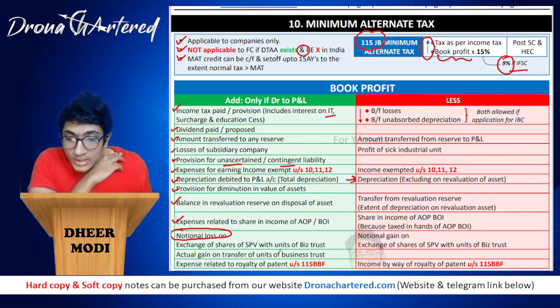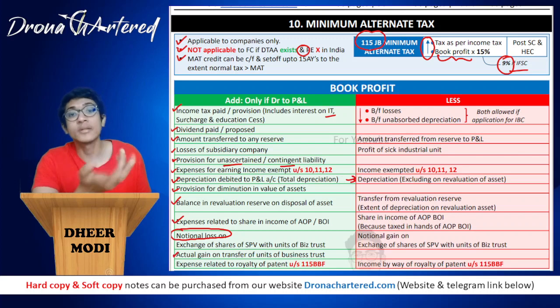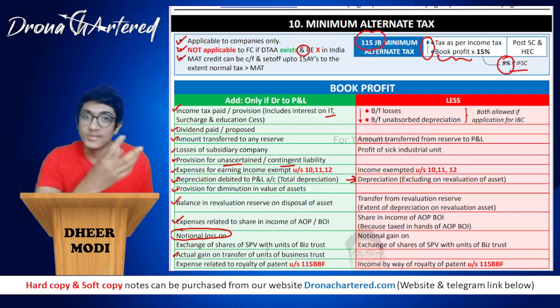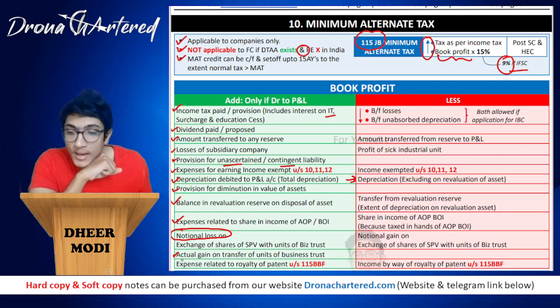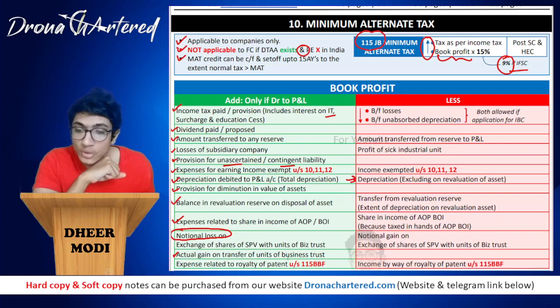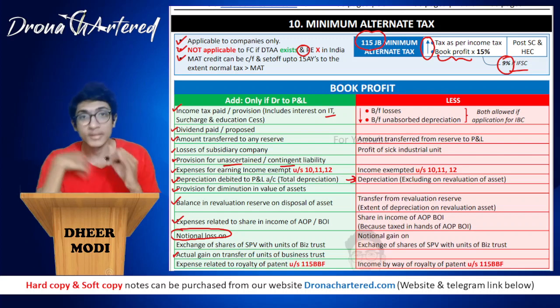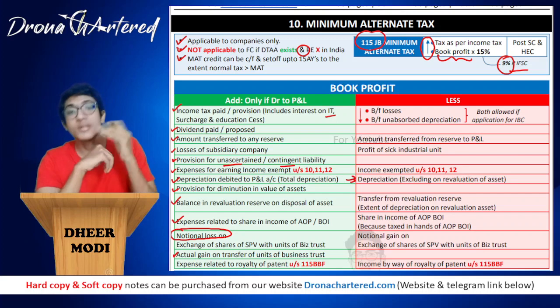Actual gain on transfer of units of business trust. Now this has not been debited, this is your income. So any gain that you have actually earned on transfer of units of business trust will be added to your P&L. And next is expenses related to royalty or royalty of patent under section 115BBF. So 115BBF we have already done in our first class, that is your basic concepts and tax rate. So all of these items have to be added.